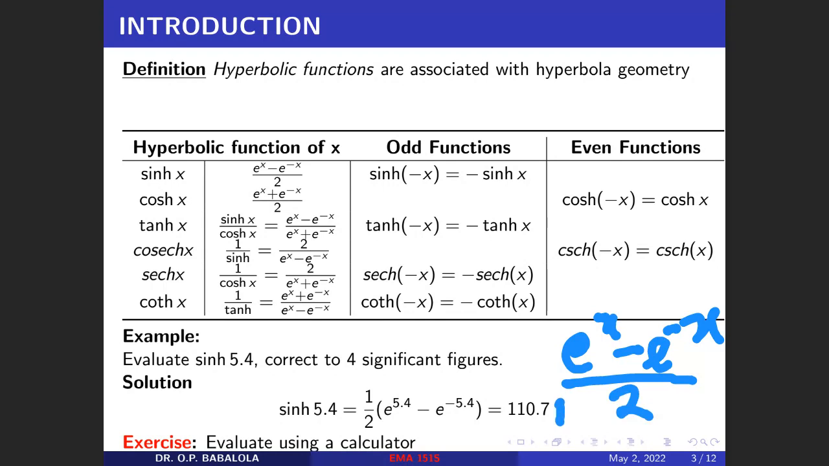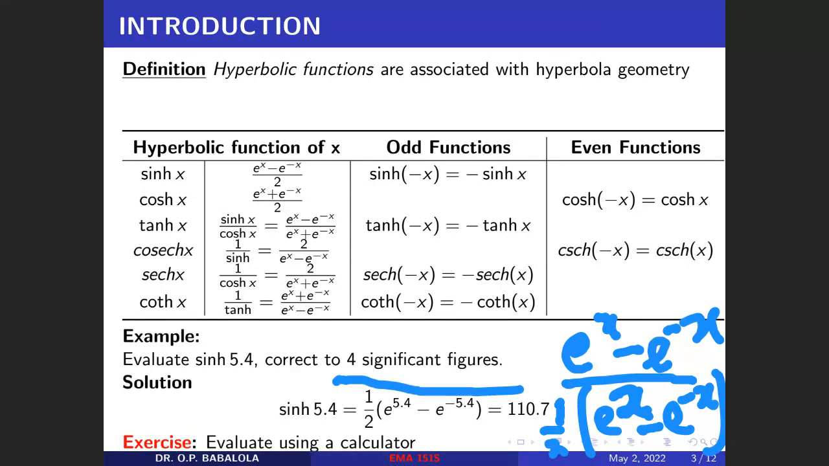So we have simply brought out the half and left with exponential x minus exponential minus x, okay? So that's what happened here, and that's how we come about the half. So all you just do is substitute the value of x into the exponential function. And when you substitute it, you're going to have 110.7. Look at this in 4 significant figures.